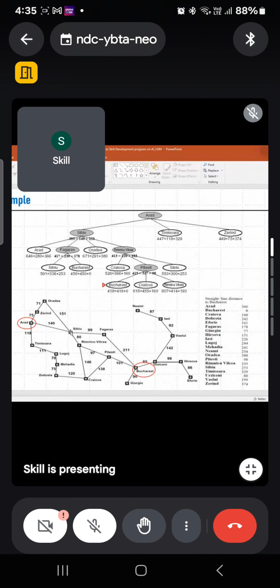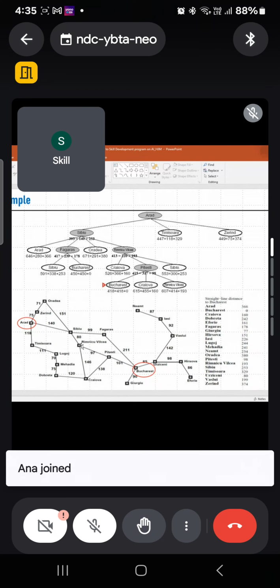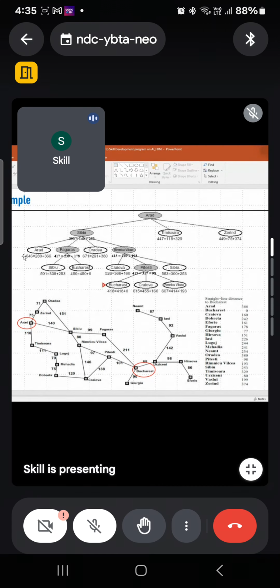Arad, then Fagaras, then Oradea, Rimnicu Vilcea. So these all are the adjacent places of Sibiu. Similarly, we will calculate the Fn by combining Gn and Hn values.